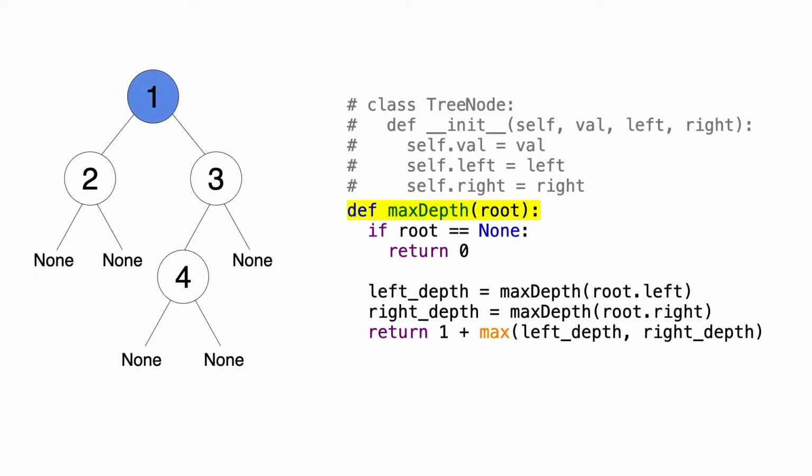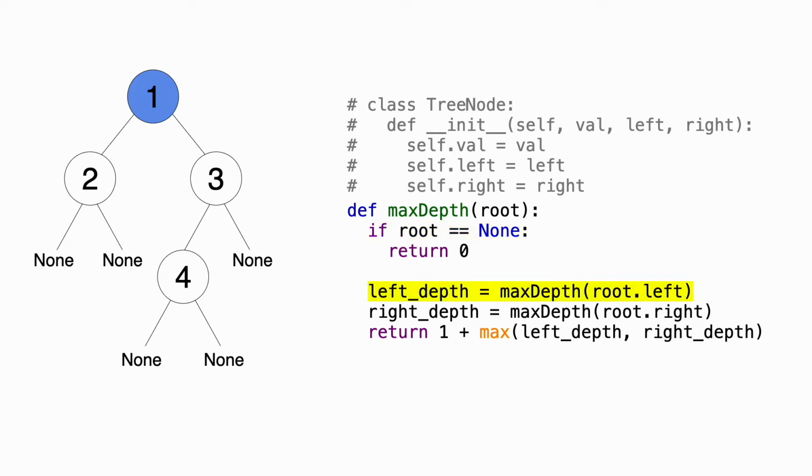We start by passing in the root node of the tree into the function, which is this node in blue. Our base case will be if the node is equal to none, because that means we've reached the end of a path and there is nothing left to traverse. So in that case, since there are no more nodes to count, we can just return 0. Right now, the root node does not equal none, so we'll start the recursive cases.